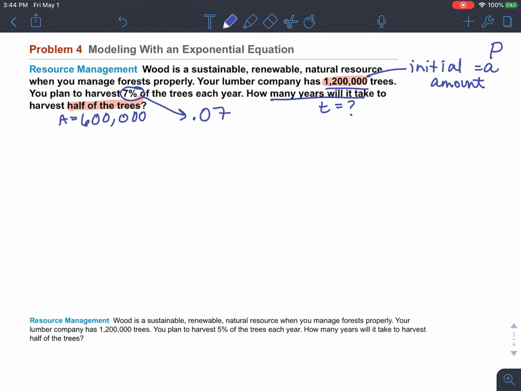So ask yourself, what is happening to the number of trees that are in this forest? Are they going down or are they going up? Is the number of trees decreasing or increasing? This is a lumber company. They use wood. So this is a decaying exponential function.